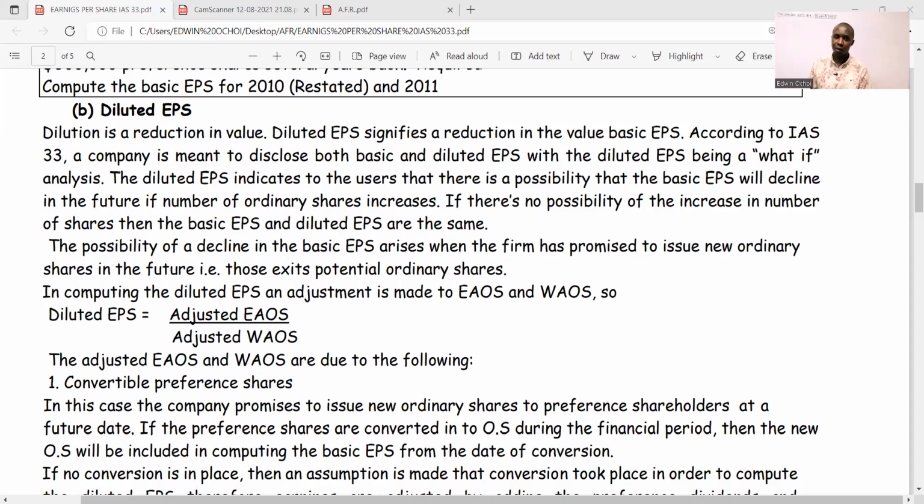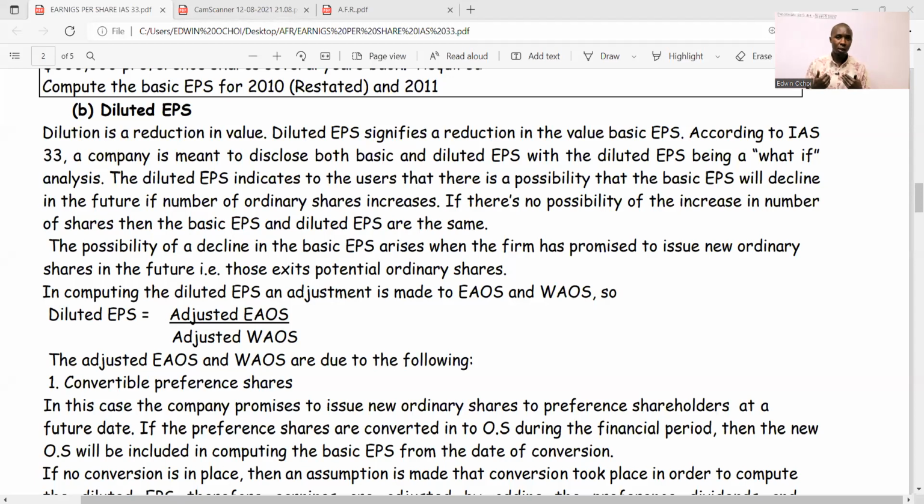Like convertible preference shares and convertible debentures, the securities which bear the word conversion. Remember that we will be assuming that these securities which bear the word conversion are going to be converted to ordinary shares, even if in the question they never specify that they are converted.